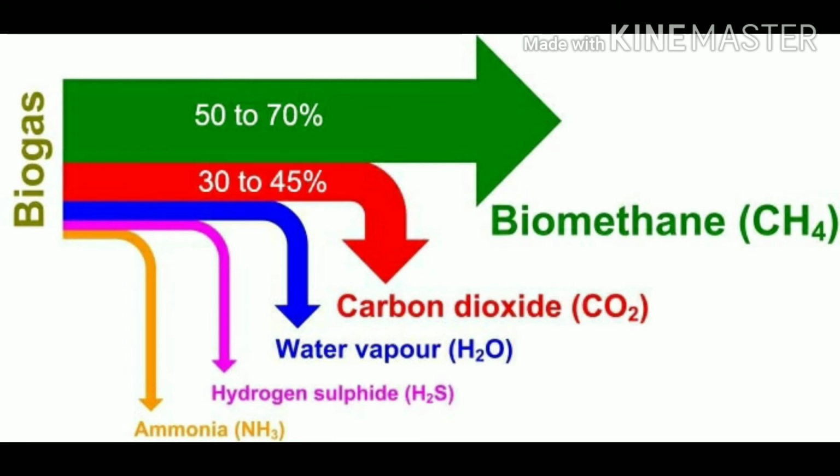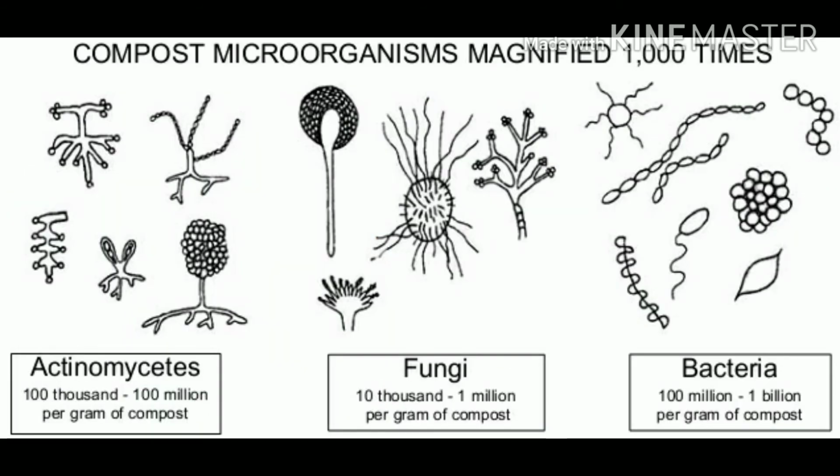The types of microorganisms that help in the process of composting: bacteria, fungi, actinomycetes. Fungi starts working in the first week of dumping. Actinomycetes helps in the last stage of the breakdown, while bacteria works throughout the process.